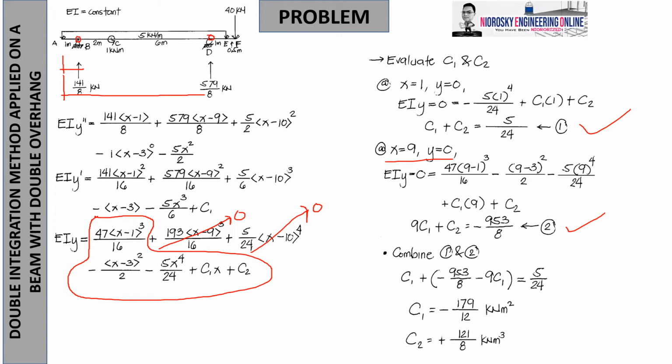Now, using algebra, I'll come up with the values: C1 is negative 179 over 12 kilonewton square meter, and C2 is positive 121 over 8 kilonewton cubic meter. Note their proper units, already discussed in the principle of double integration method and in the past video lecture. Now, we try to answer the slope at B and the slope at D.